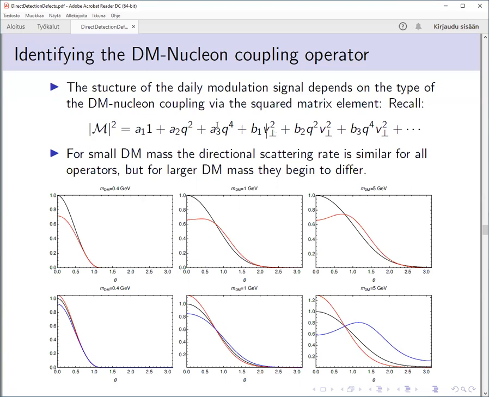And here we have then checked, for a couple of these different operators, how the event rate as a function of the scattering angle looks. For very small energies, or for very light dark matter, they all look kind of the same, but for heavier, they begin to differ.